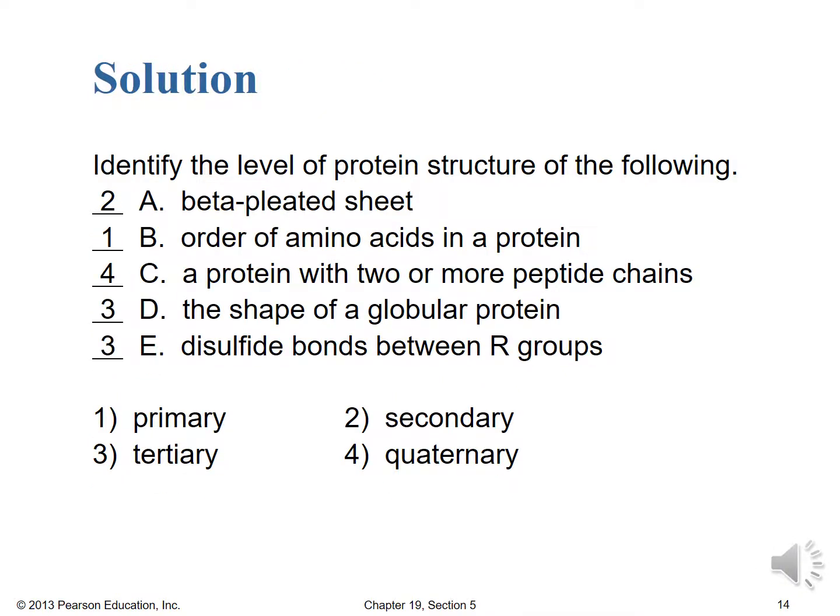Okay, so let's sort of go in order here. So I'm looking at primary structure first. That's best described by B, where it's the order of amino acids in a protein. For secondary structure now, a beta-pleated sheet. A there is an example of a secondary structure type. Of course, we also had the alpha helix or the triple helix, but the beta-pleated sheet's the one that actually appeared here on this question. For tertiary structure, well, that could be the shape of a globular protein, as we described, or disulfide bonds between R groups. Once we're talking about the R groups, that's really at the tertiary level.